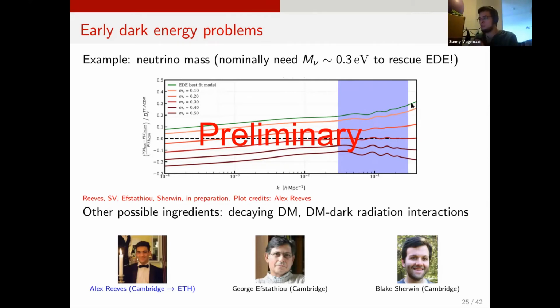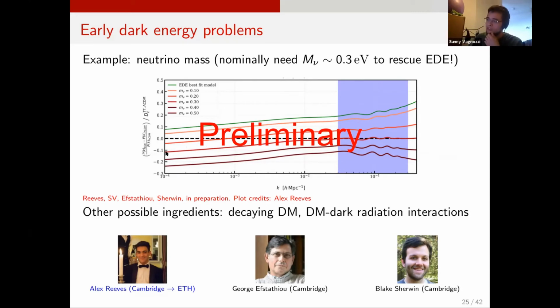Now, if you look at this shape over here, for those of you who have worked on massive neutrinos, this should look very familiar. It's very similar to the suppression in power that massive neutrinos give you on small scales, except it's opposite in sign. So what we thought, with some colleagues in Cambridge, George Efstathiou, Blake Sherwin, and my student Alex Reeves, was that maybe if we add massive neutrinos to early dark energy, we can bring this excess power down to zero, and therefore remove the problems between early dark energy and large-scale structure.